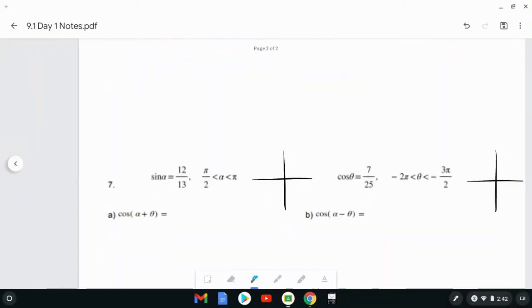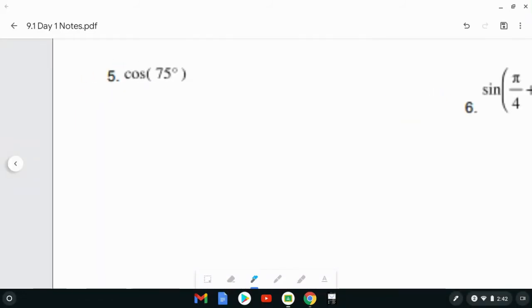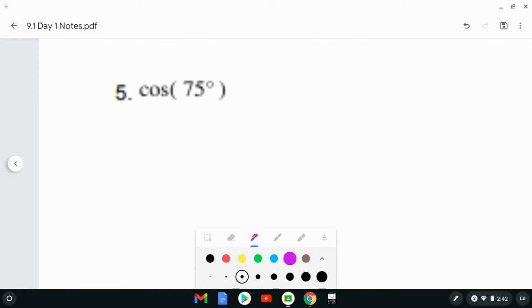On the back, if you take a look at number 5, if it says find the exact value, again, 75 is not on our unit circle. So now we got to do a little bit of thinking. We got to come up with two angles that are on the unit circle that add or subtract, because it's the addition formulas, to get 75.